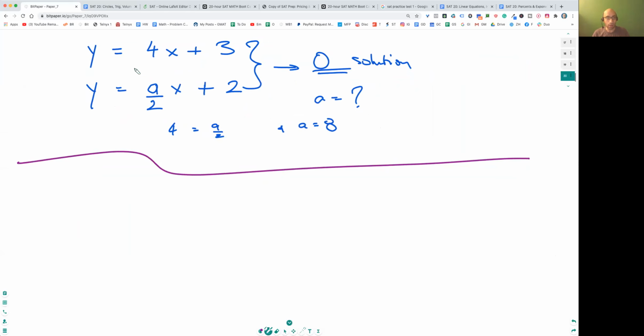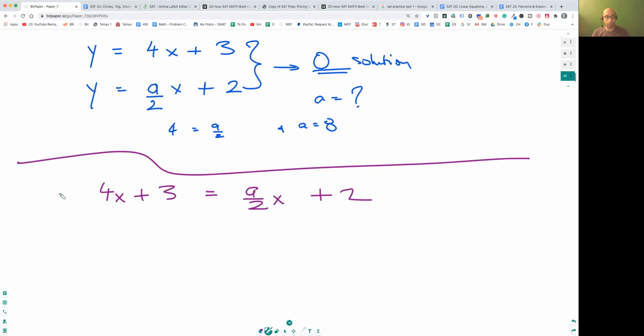You don't have to tell me, but at least understand. You see what I did here? y is equal to this, y is equal to this. But now I'm going to write just this piece: 4x plus 3 is equal to a over 2 x plus 2. I've done the same thing, all I've done is I've equated them.